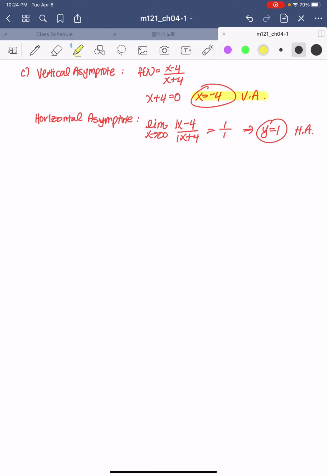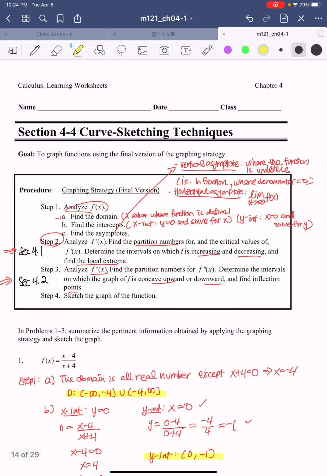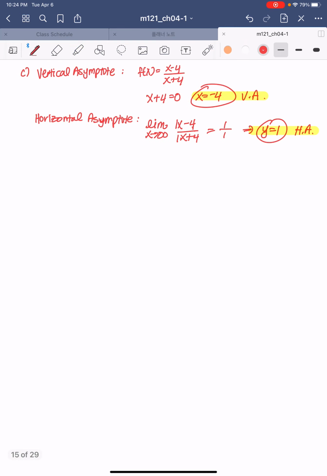So I'm also going to highlight these two. So we have both asymptotes. Step 1, done. We analyzed f of x. Step 2 is analyzing the first derivative. Step 3 is analyzing the second derivative. So let's analyze the first derivative and then use it to partition the number line and then find increasing, decreasing, and then local extrema. So step 2 is dealing with the first derivative.